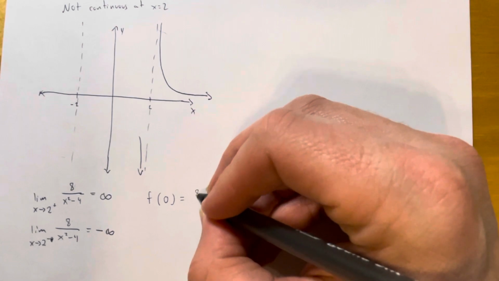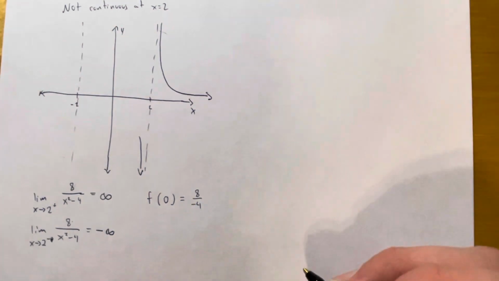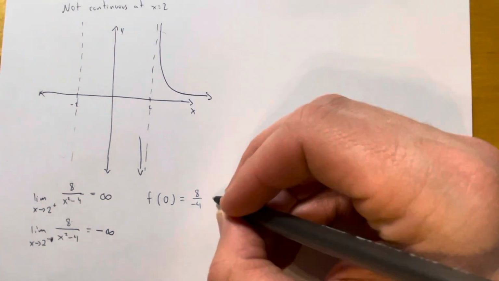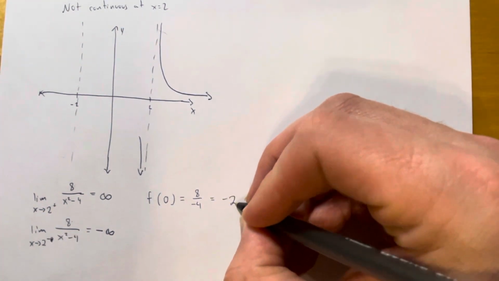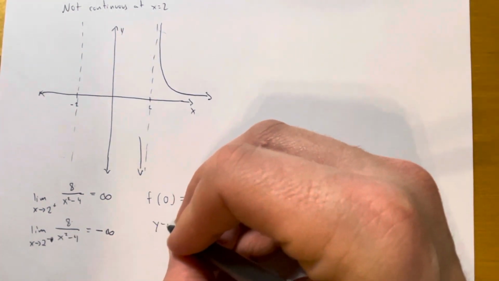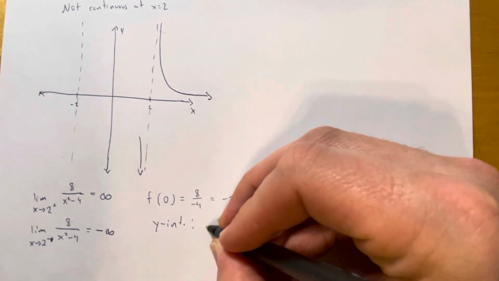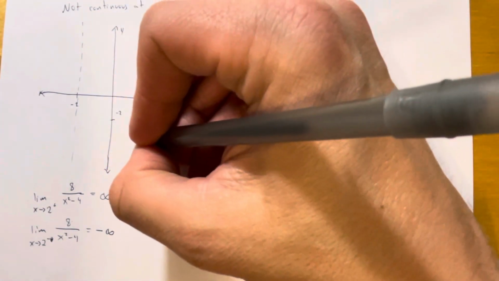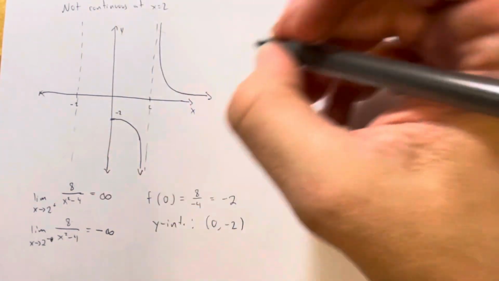Well, that would be 8 over -4. Plugging a 0 in for x gives me 0 minus 4. So that's 8 over -4, which is -2. That means my y-intercept is (0, -2). So if this is -2 right here, then my function is going to do that, okay?